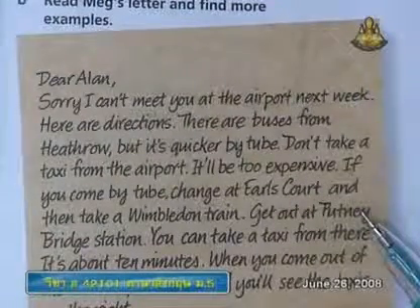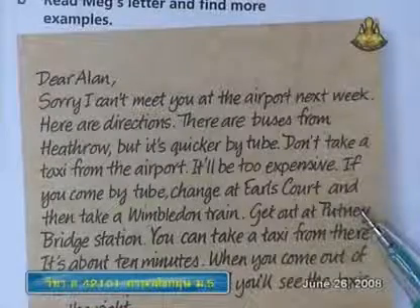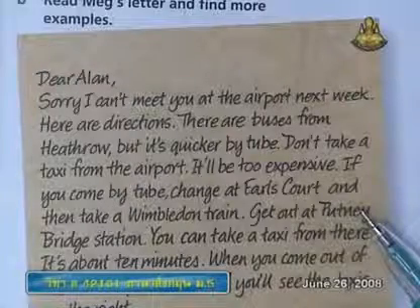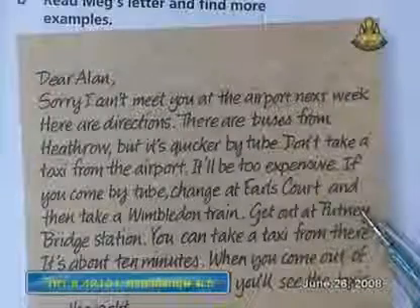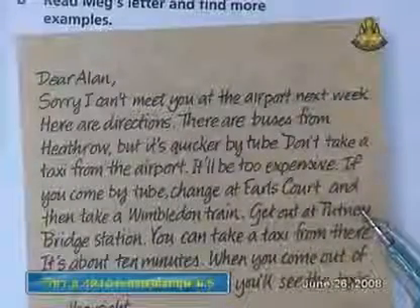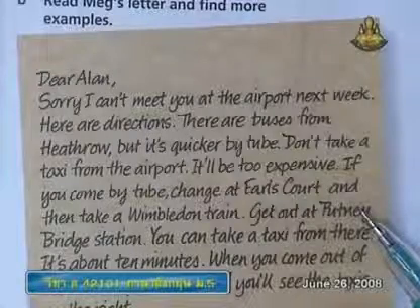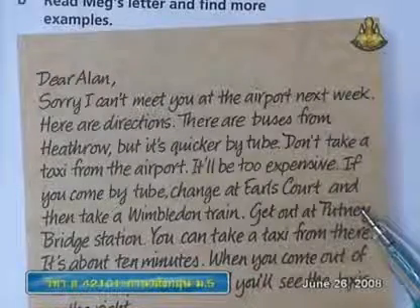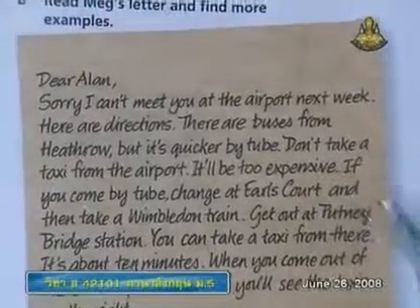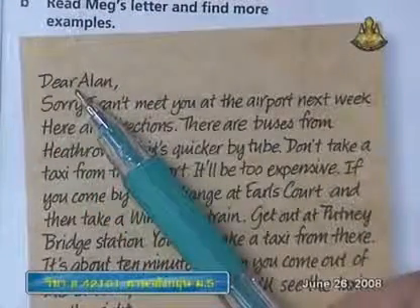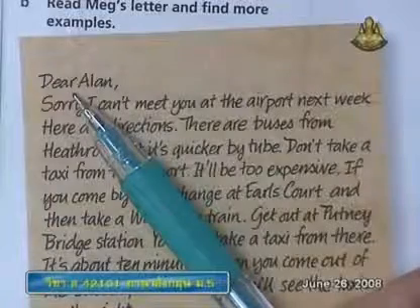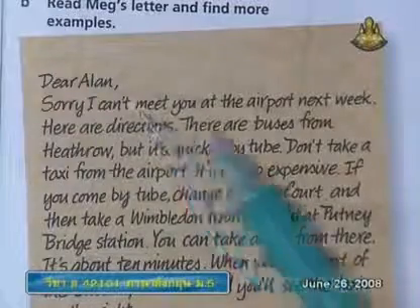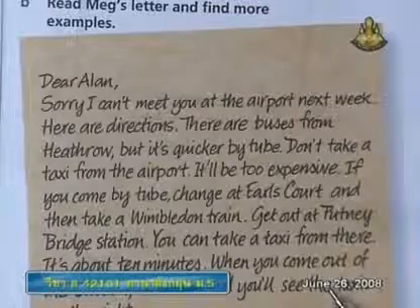Whom did she write the letter to? Did she write to her parents? Did she write the letter to her parents, yes or no? No. Whom did she write to? Alan. Good. Dear Alan. Maybe he's her friend, maybe he's her boyfriend, or maybe he's her brother. So this is the letter that Meg wrote to Alan. So could you please read the letter and find the sentence using can and can't.